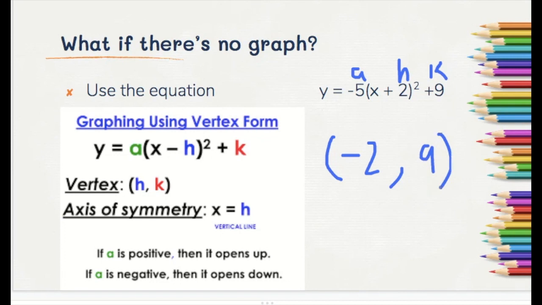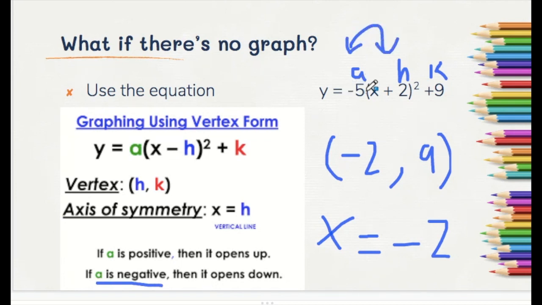Axis of symmetry, what is the h value? X equals -2. Now, if we look at the a value, which is -5, is it negative or positive? It is negative, so that means it opens downwards. So when the graph opens downward, there is a maximum. And what is the maximum? The maximum, we use the k value to find it. The maximum equals 9, or y equals 9, and in IXL you'll put 9.